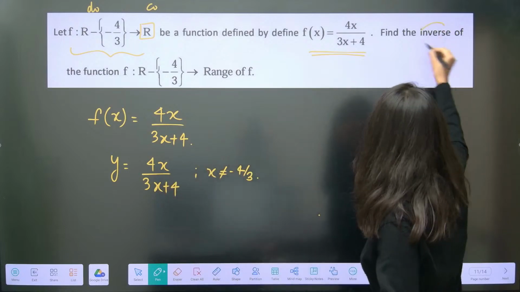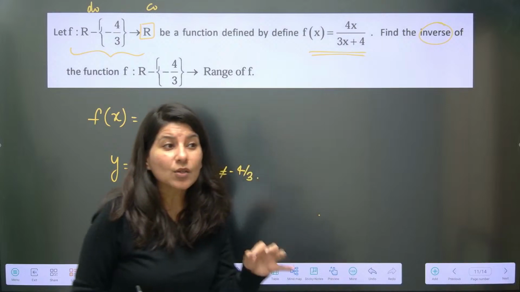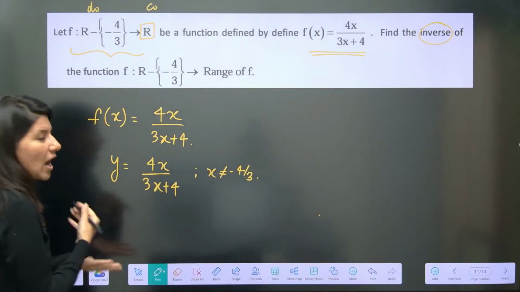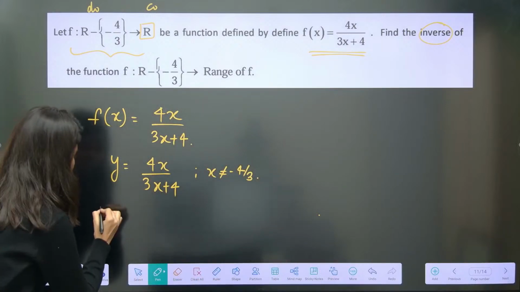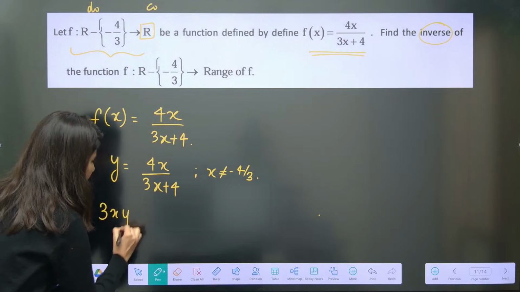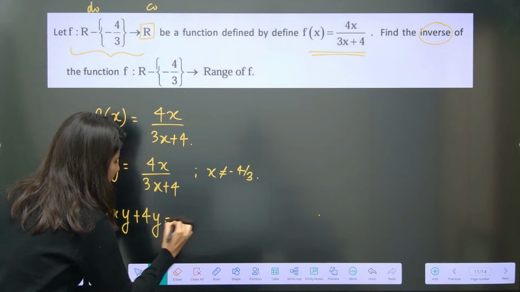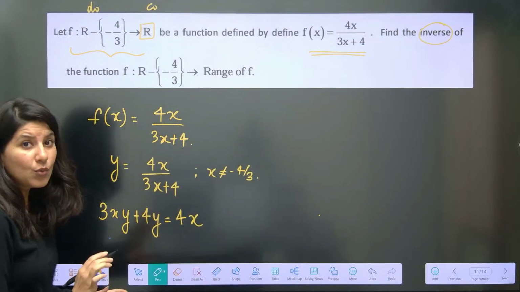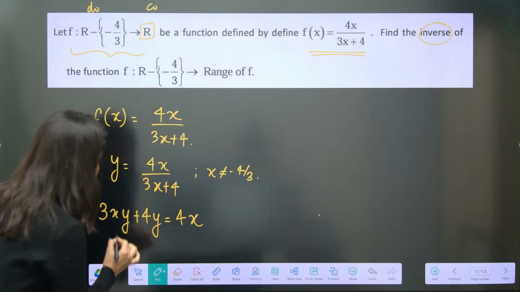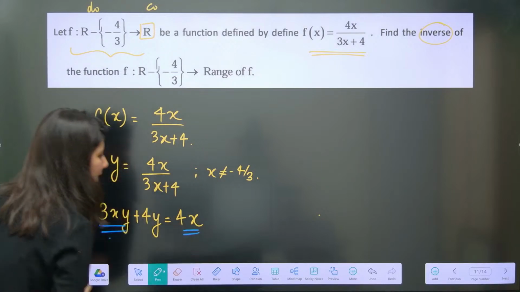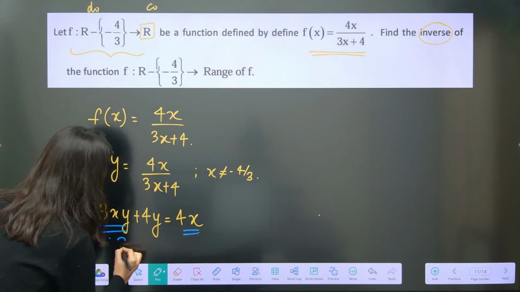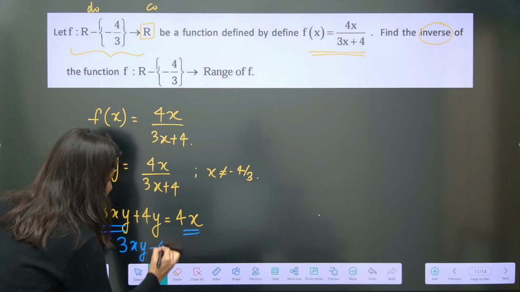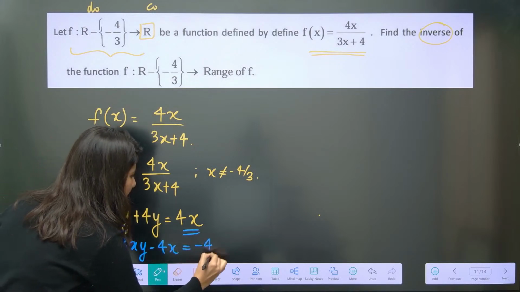So you have to now calculate x in terms of y. To calculate the inverse, what do you have to do? Calculate x in terms of y. Okay, so how will you do that? By cross multiplication. Okay, ma'am, 3xy plus 4y is equal to 4x. Now, to get the value of x in terms of y, keep the terms related to x together. So this is going to become 3xy minus 4x equals minus 4y.